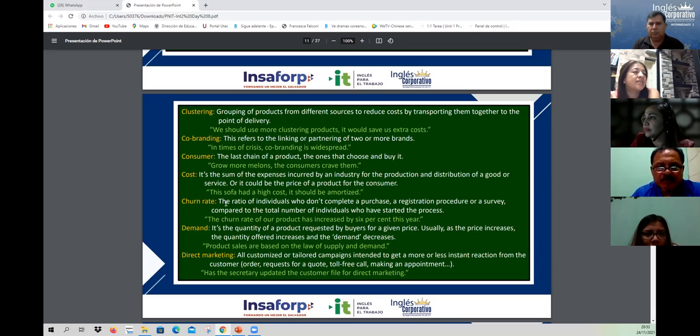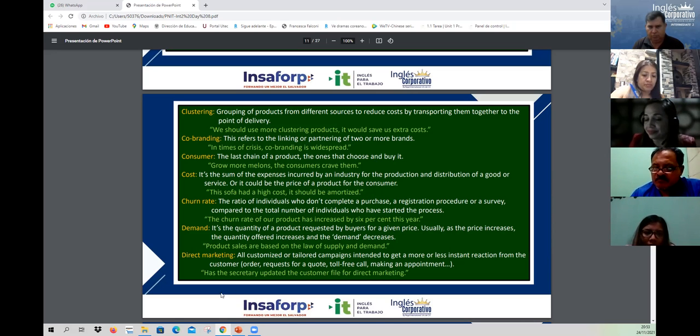Churn rate: the ratio of individuals who don't complete a purchase, a registration procedure or a survey, compared to the total number of individuals who have started the process. The churn rate of our product has increased by 6% this year. Demand is the quantity of a product requested by buyers for a given price. Usually as the price increases, the quantity offered increases and the demand decreases. For example, product sales are based on the law of supply and demand.